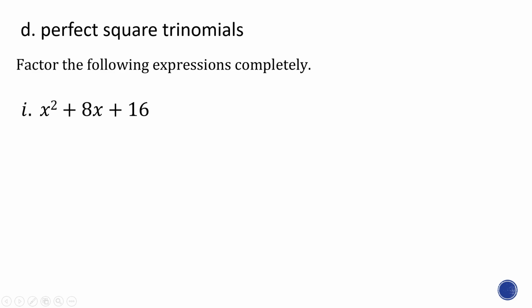So here's the first example. The first thing we need to do is to look at the constant number, and what we have here is 16. And we all know that the square root of 16 is equal to 4. The next thing that we will do is double that. If we double that, or multiply it by 2, that gives us 8. And if you notice, that is the same as the numerical coefficient of the second term. So that means this is an example of a perfect square trinomial.